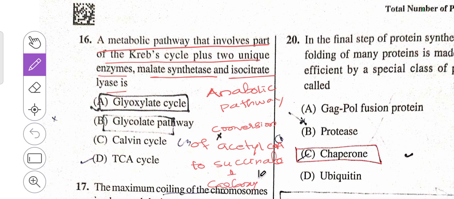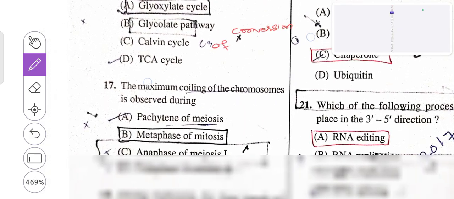So this one will be called the glyoxylate cycle, where you will come across two unique enzymes and also a part of the Krebs cycle, that is malate synthetase and isocitrate lyase. So it is one of the anaerobic processes and also an anabolic pathway. So that is the right answer for this question.